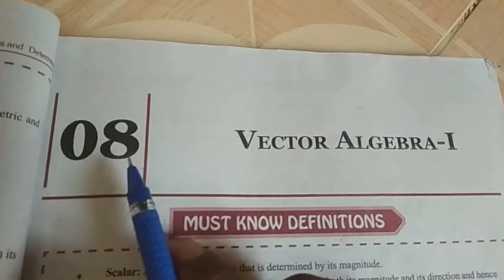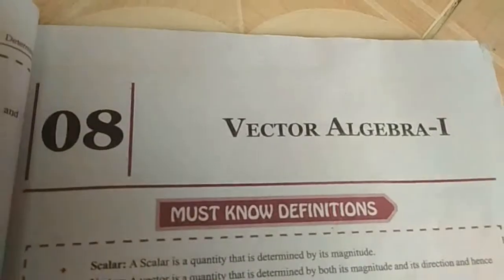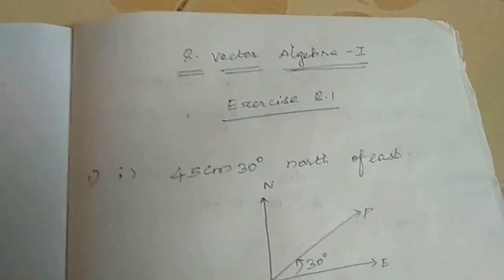Okay students, now we start chapter 8, vector algebra. Exercise 8.1, question number 1. What is the question? Represent graphically the displacement of 45 centimeter 30 degree north of east, second subdivision 80 kilometer 60 degree south of west.